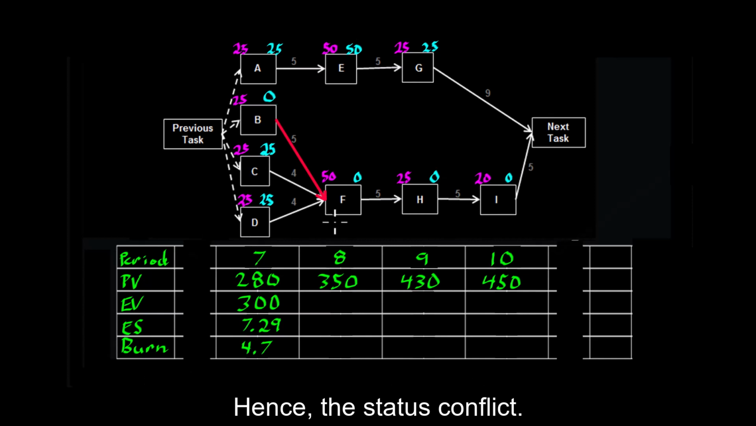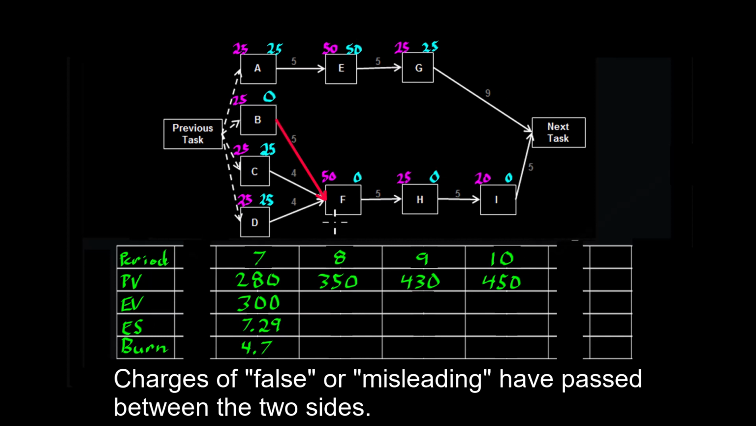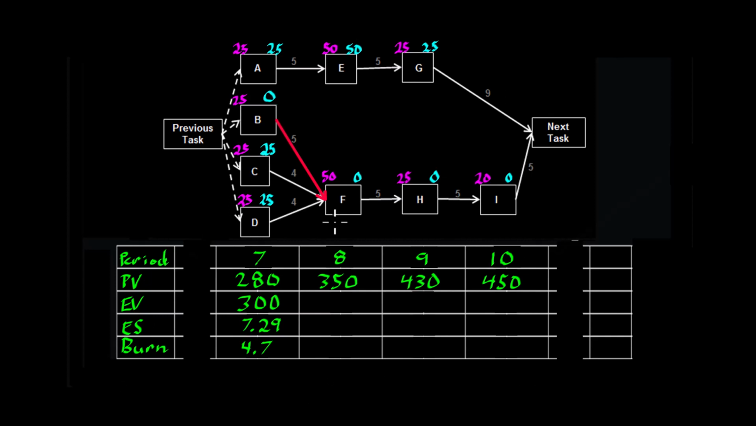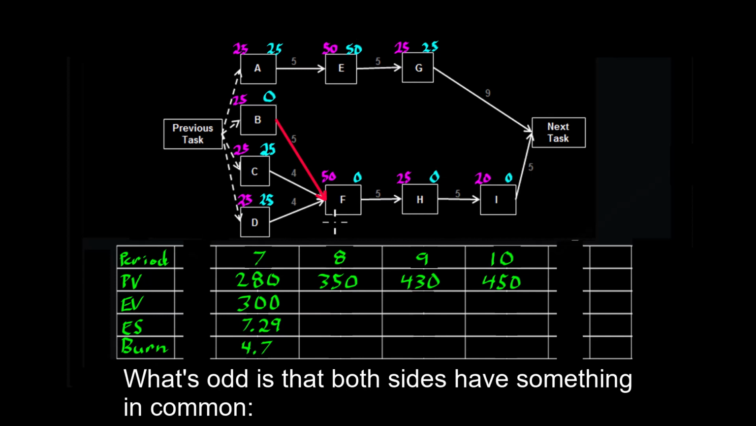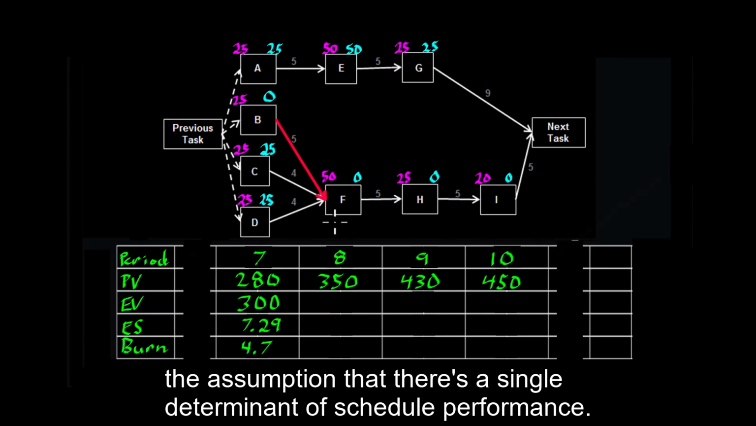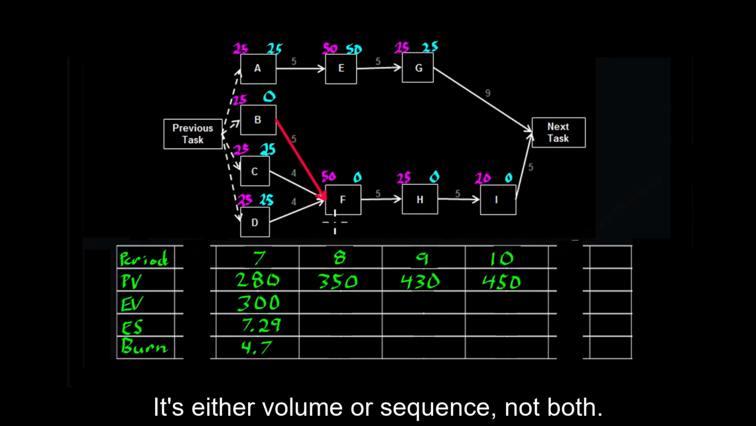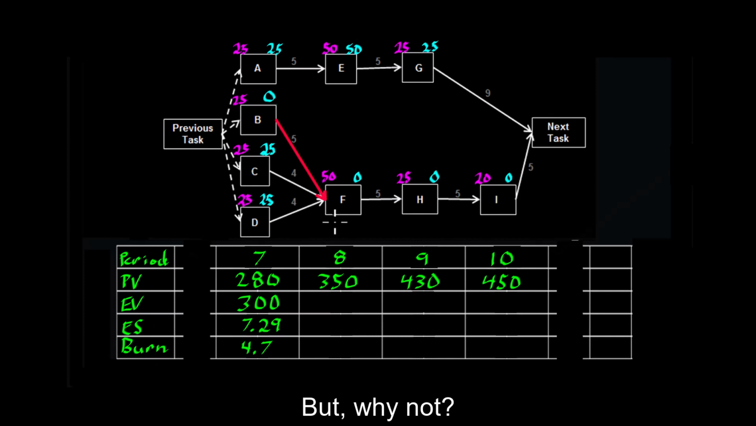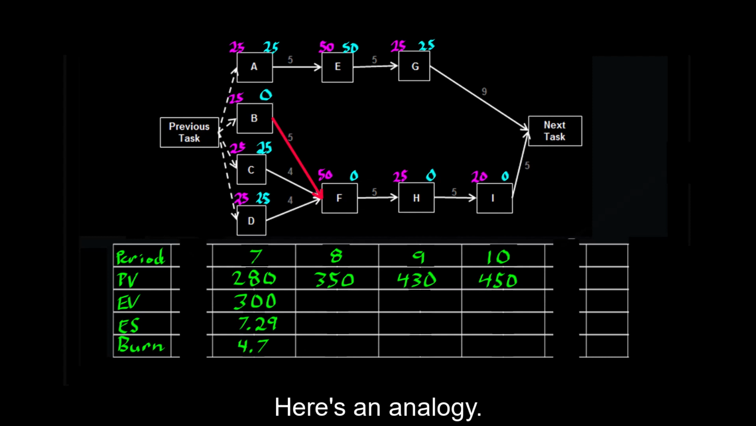Hence the status conflict. Is the project early or late? Charges of false or misleading have passed between the two sides. What's odd is that both sides have something in common. The assumption that there's a single determinant of schedule performance. It's either volume or sequence, not both. But why not? Here's an analogy.